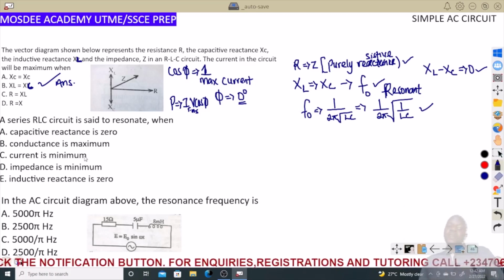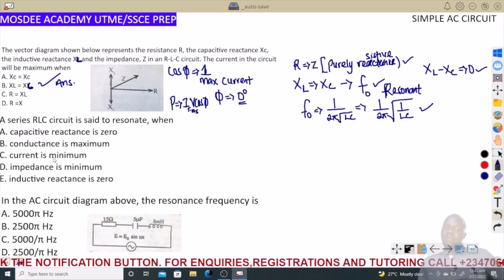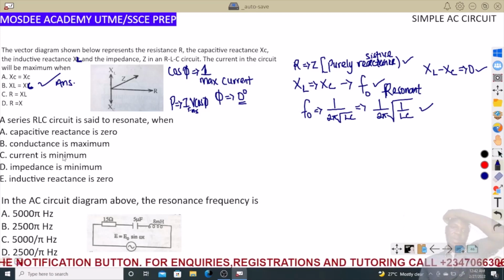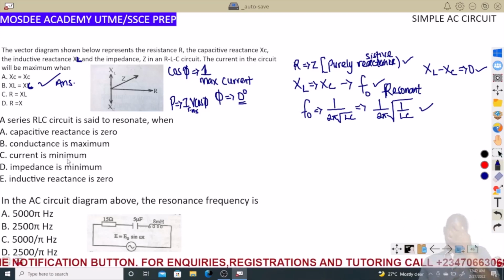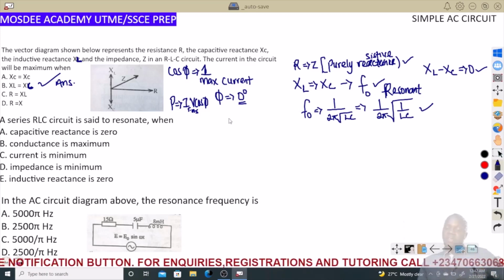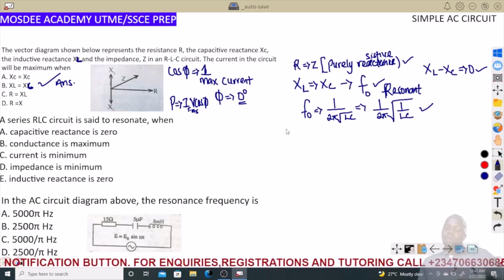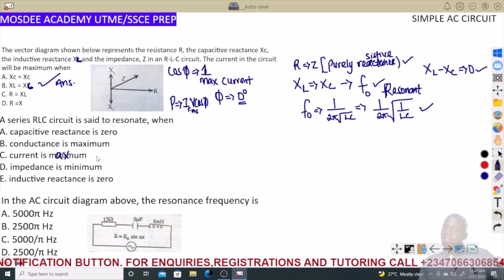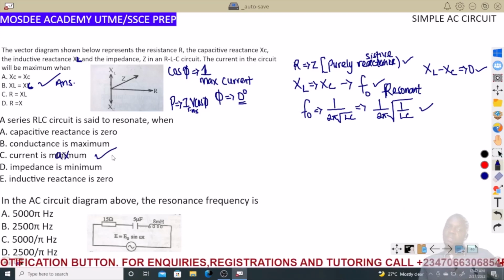Now, capacitive reactance, I think this is also a typo again, because this should be the correct answer: current is maximum. So I think it's just a typo. Let's always keep this at the back of our mind. When current is maximum, that is the point where you have Z equals R, and at that point you can talk about anything else. So this should be maximum current. I think it's a typo from the team. So this is the answer to the question.